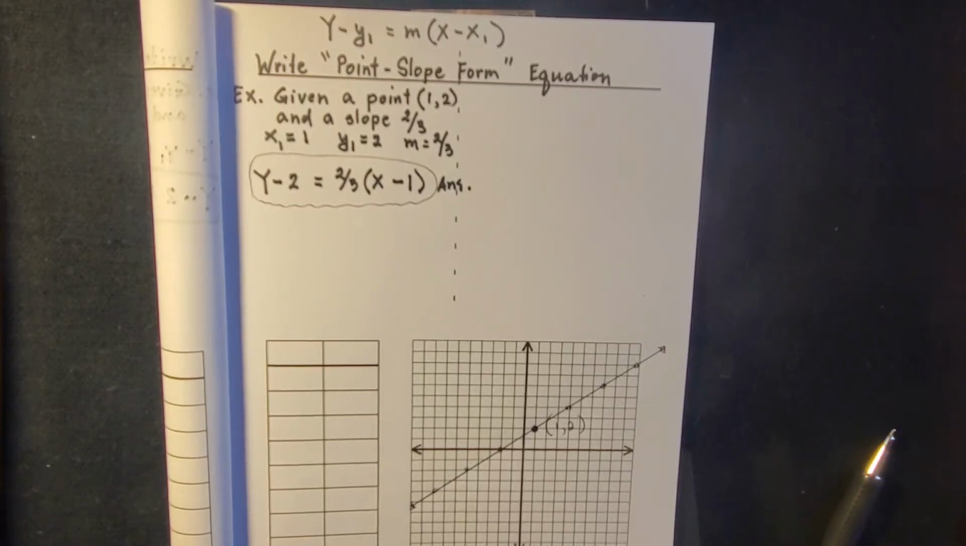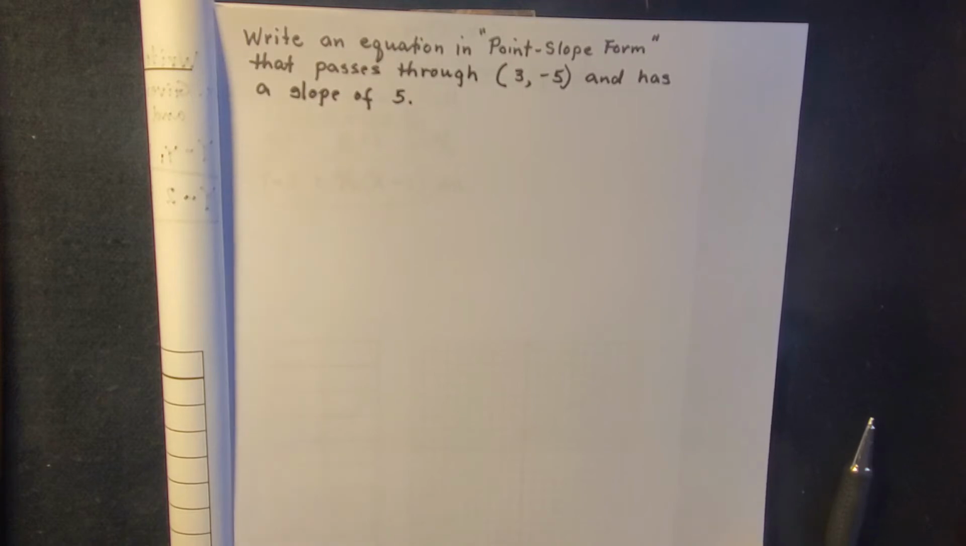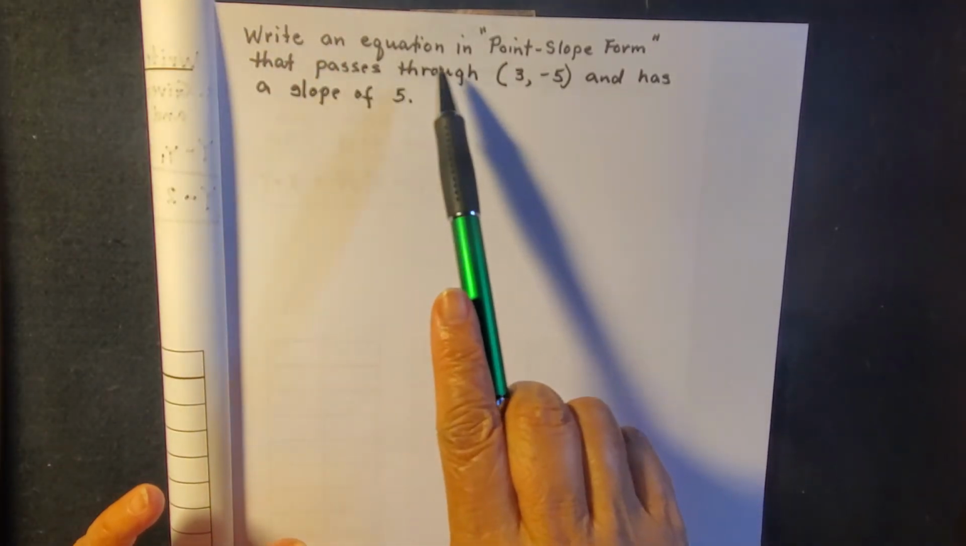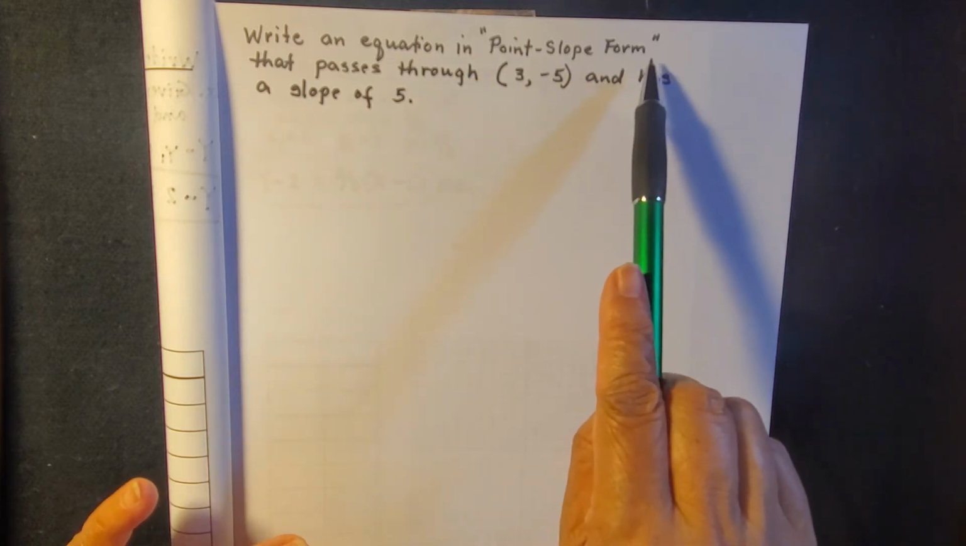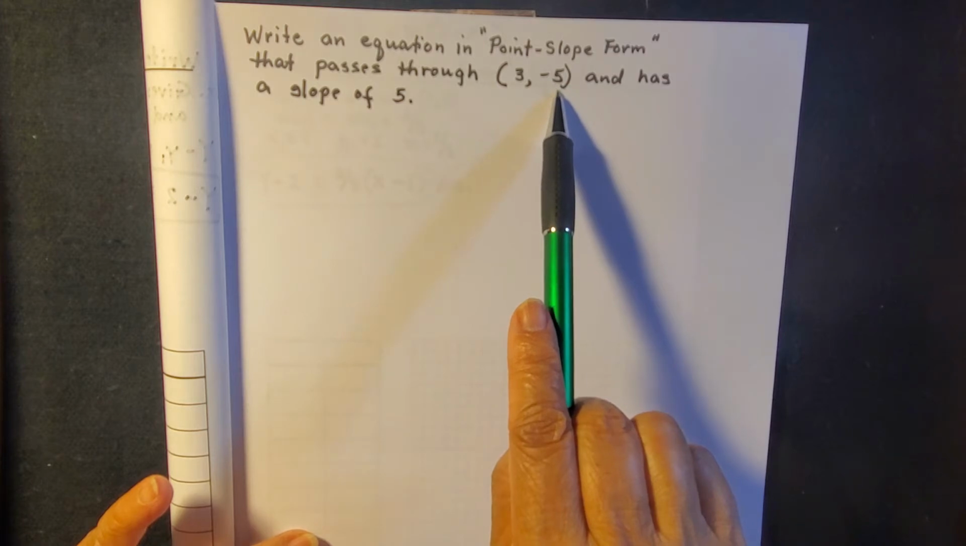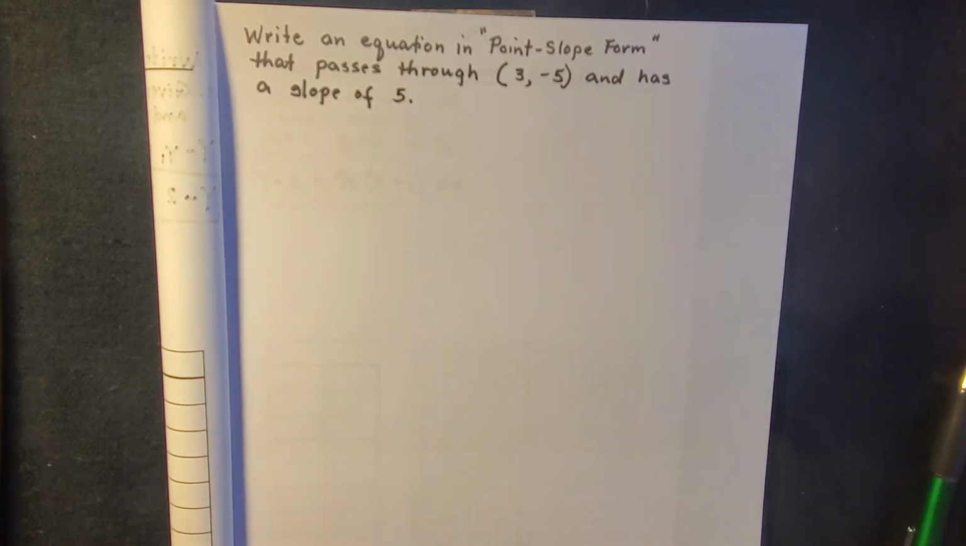Okay, now your turn. I just want you to write an equation in point-slope form that passes through (3, -5) and has a slope of 5. Begin.